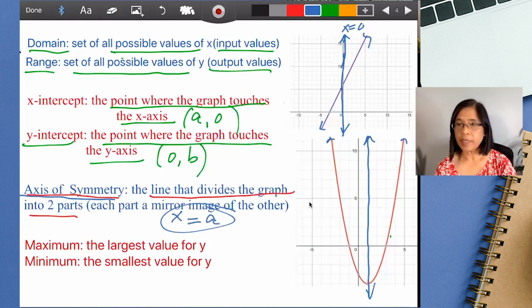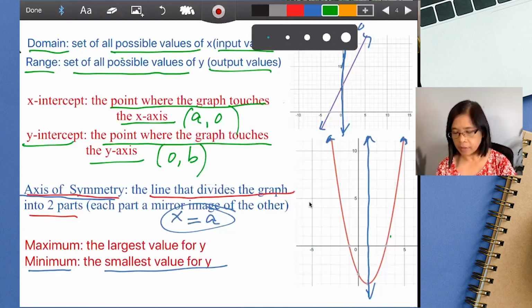And for some graphs, you might have a maximum or a minimum value. In this case, for our parabola, we don't have a maximum value here, but we do have the smallest value for y, which we call the minimum. Notice this is the y-axis, and the lowest point on the graph, this point here, y equals some number, which we call b, is the minimum.